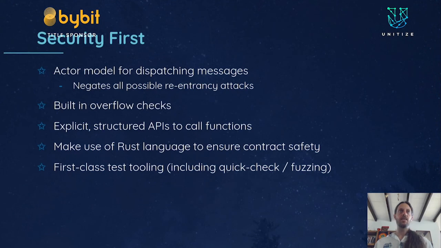In particular, we use the actor model for dispatching messages. This negates all possible reentrancy attacks. Rather than your contract A calling into contract B, and then contract B calling back into contract A, while contract A has not persisted all its data, some in memory and some in the database, which gets all kinds of little subtle flaws in Ethereum, where you limit the gas so it can't really call back into your contract. This is really bug prone. What we do simply is use the actor model.